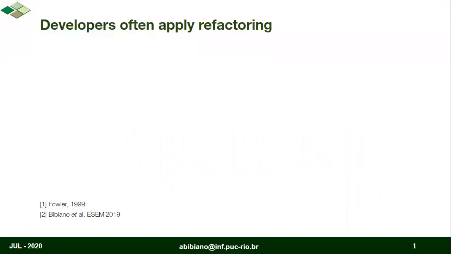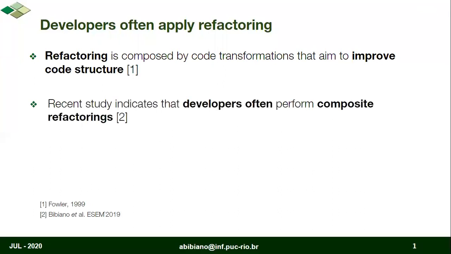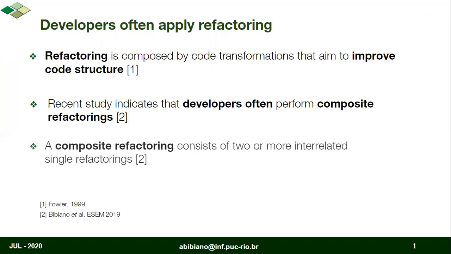We know that developers often apply refactoring. And refactoring is composed of code transformations that aim to improve code structure. An example of a single refactoring is extract method. A research study indicates that developers often perform composite refactoring. And composite refactoring, or shortly called composite, consists of two or more interrelated single refactorings.